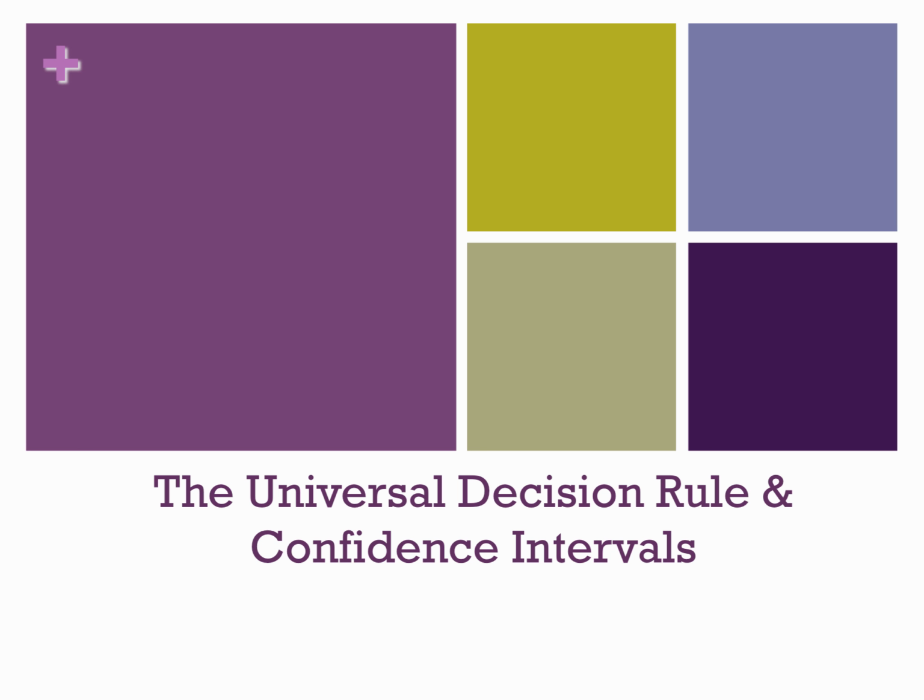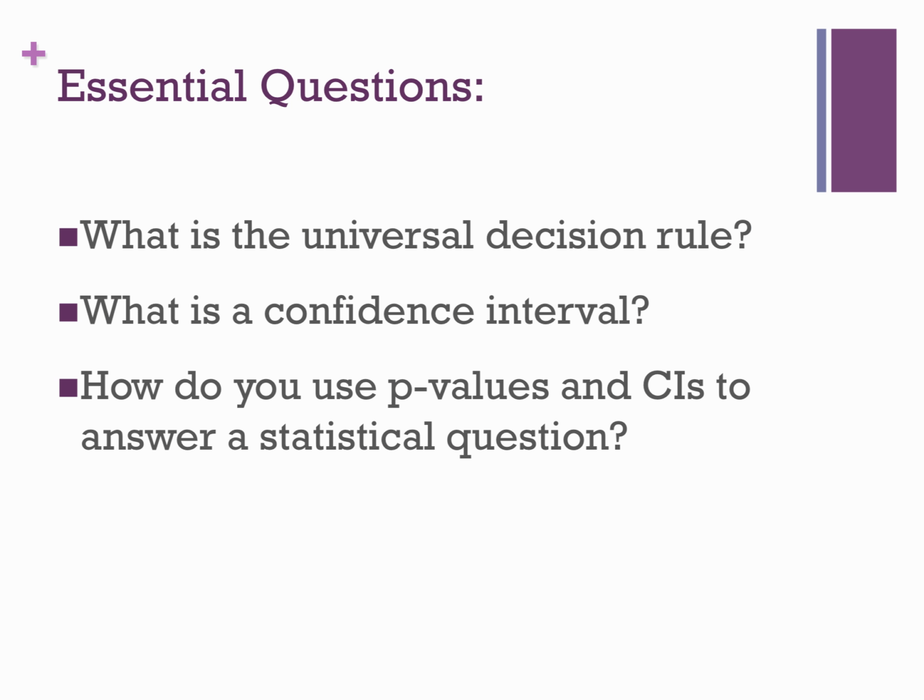The universal decision rule and confidence intervals. What is the universal decision rule? This is associated with the decision rule in step 6. What is a confidence interval? This will utilize the standard error we've discussed, only we'll be using the observed proportion rather than the null. And how do you use p-values and confidence intervals to answer a statistical question?